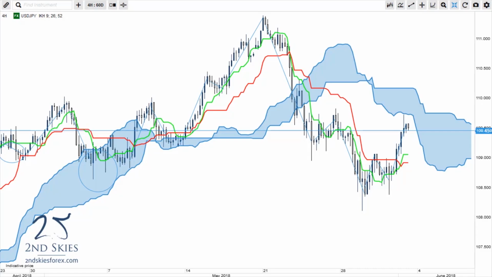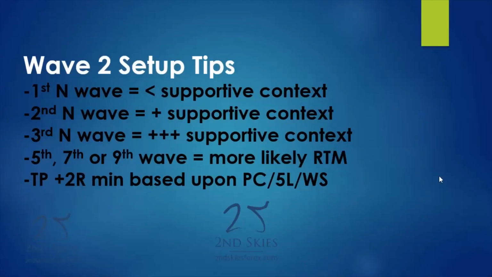So again, the higher the wave structure, the greater the probability we are going to have some sort of reversion to the mean. That's more just information for you to be aware of. If all the conditions are supportive, you're still trading it until you see unsupportive or disrupted conditions.